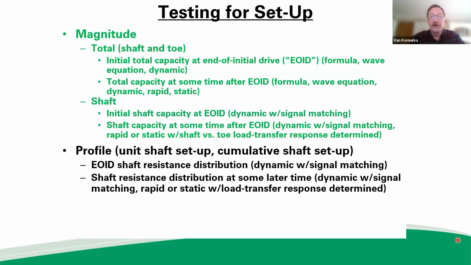A more useful way to do it is to generate or to determine a setup profile. In other words, not only do you learn how much the shaft set up, but where along the shaft the soil gained capacity, or set up. So you need an end of drive shaft resistance distribution, which you get from dynamic monitoring with signal matching, and you need a shaft resistance distribution at some restrike time later. Again, dynamic testing with signal matching or an instrumented static load test with strain gauges. And you can see that the difference between these efforts and these efforts isn't that much. In fact, they're virtually identical.